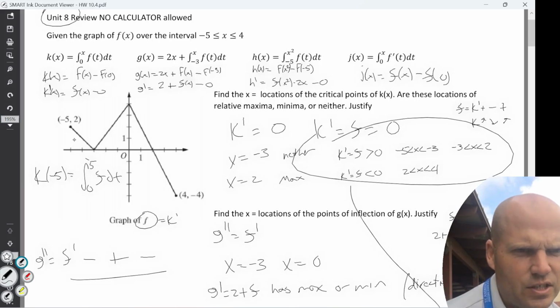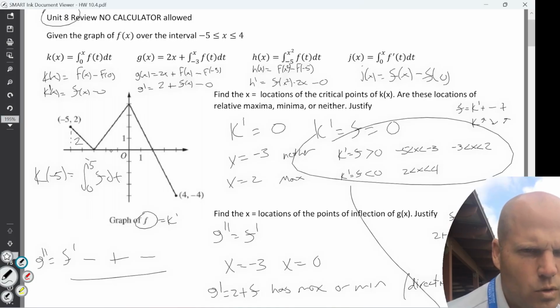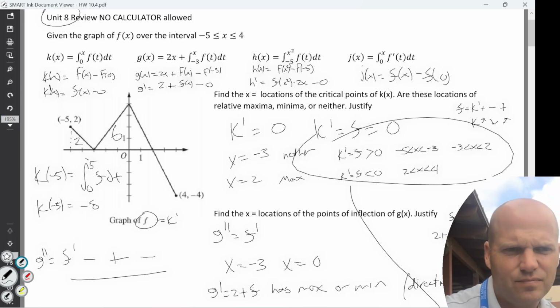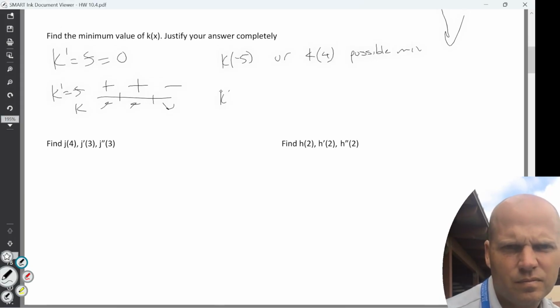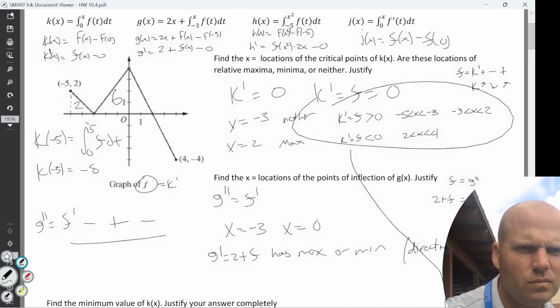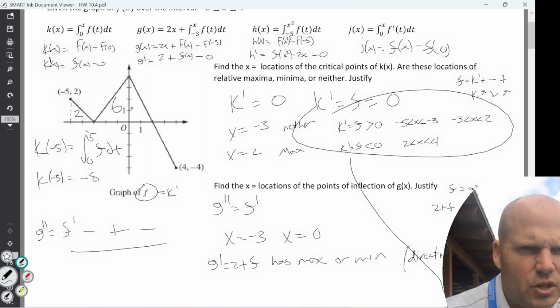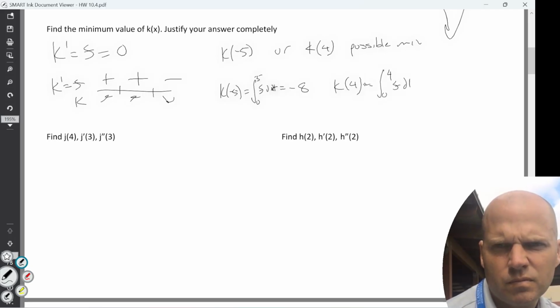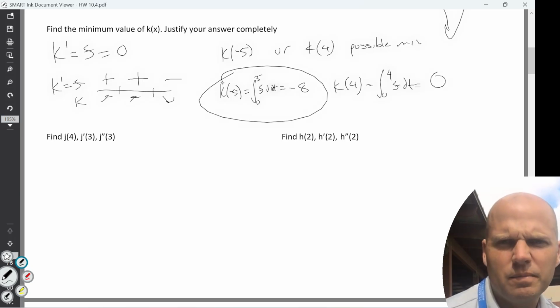So I find this is plus 2 if I'm going from left to right. I see this 1, 2, 3, 1, 2, 3, 4. So this is 6. So k of negative 5 is negative 8. And then k of 4 is going to be the accumulation from 0 to 4, which will be a plus 4 and a minus 4, which is 0. There's my winner. Great.